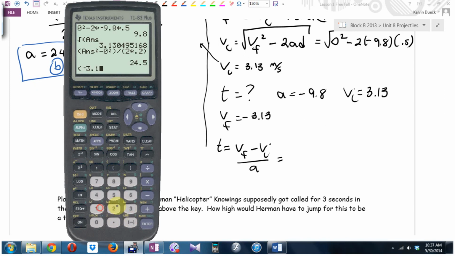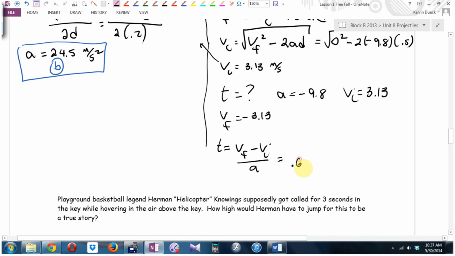Negative 3.13 minus 3.13, negative 9.8. Now, I am using a piece of data that I calculated to find another answer. You know what? I'm confident now, Alex. I can get away with that, I think. And I get a hang time of 0.64 seconds.